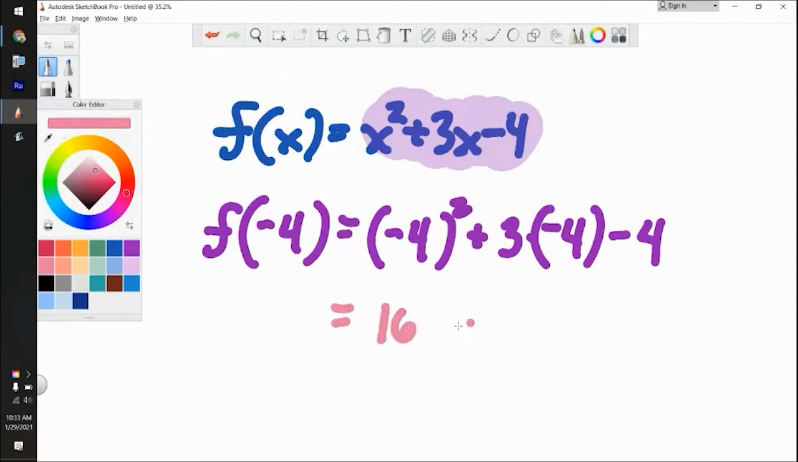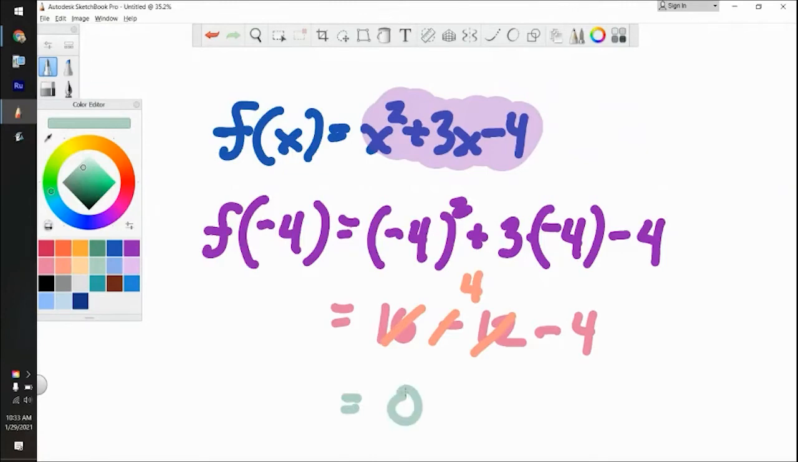If you actually worked all this out, you should get 0. So it's going to be 16 minus 12 minus 4. Oops. So cancel, cancel, that's going to be 4. And then 4, this cancels too. 4 minus 4 is equal to 0.